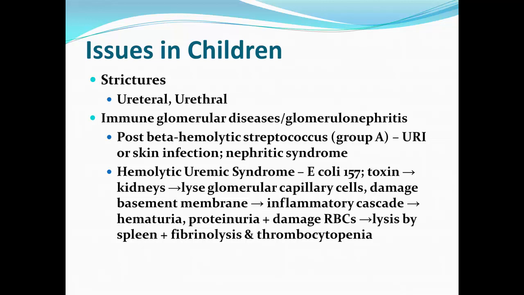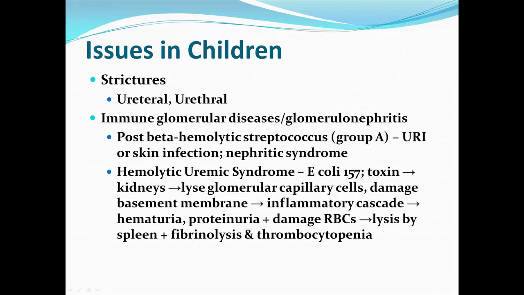So when we think about issues, there are two big things on the plumbing side, for lack of a better phrase. We think about the urologic system. One of the most common things you're likely to see in children are strictures. Strictures are narrowed areas in the structures that leave the kidneys, and these would either be urethral or ureteral.